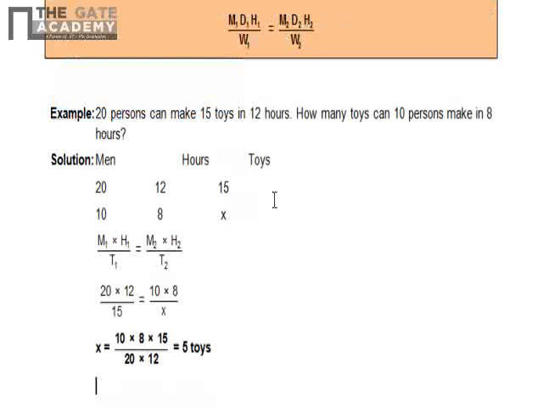20 men can make 15 toys in 12 hours. How many toys can 10 men make in 8 hours? Here D is not given. The concept is only in terms of hours, so D will not be there in the formula. So M1 H1 upon T1 equals M2 H2 upon T2, where T1 and T2 are the number of toys. M1 is 20, H1 is 12 and T1 is 15. Here T2 is unknown, so if you solve, you'll get the answer as 5 toys.